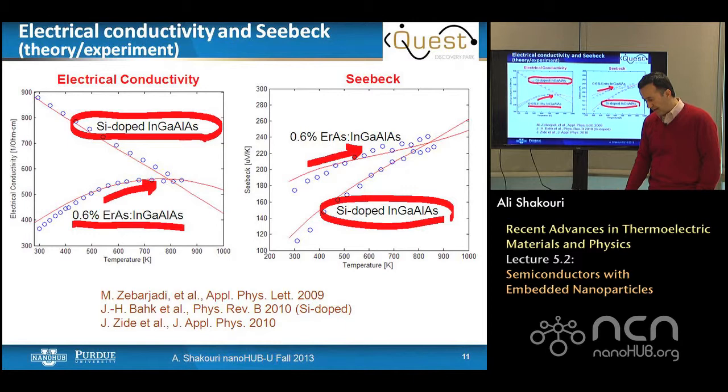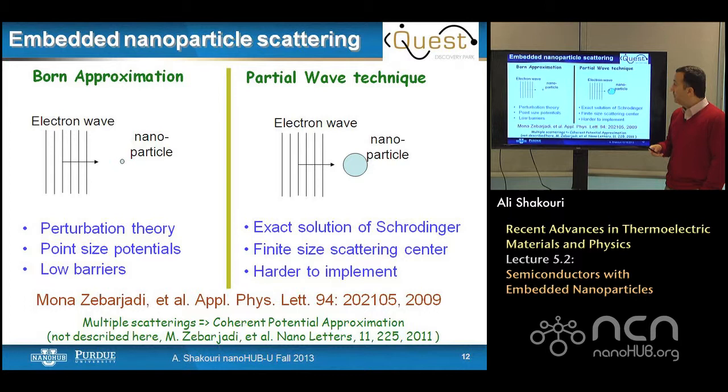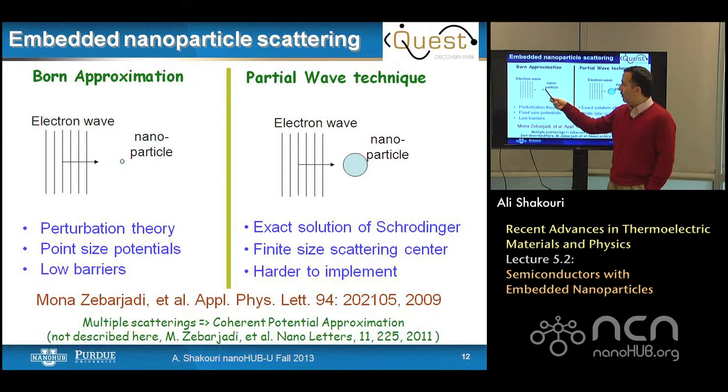Here, scattering theory is very important. When you have a point scatterer and an electron wave is coming, we can use the Born approximation. The Born approximation is a perturbation theory, with a point size potential, and assumes low barriers.